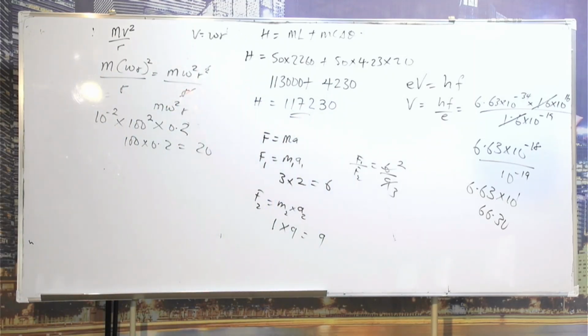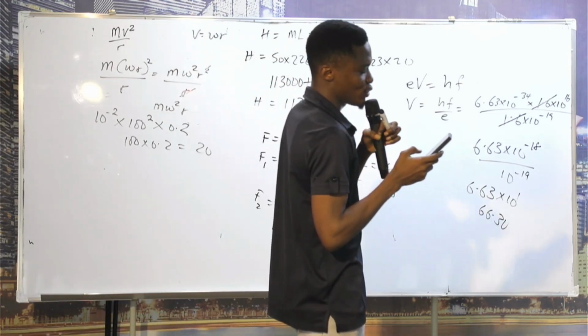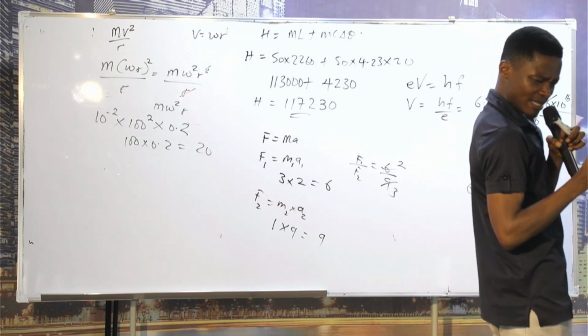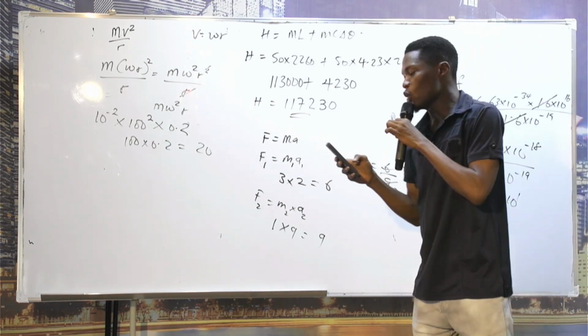Okay, a lead bullet of mass 0.05 is fired with a velocity of 200 meters per second. Have we answered this question before? Yes. What did we get? 50. Okay. Next question.